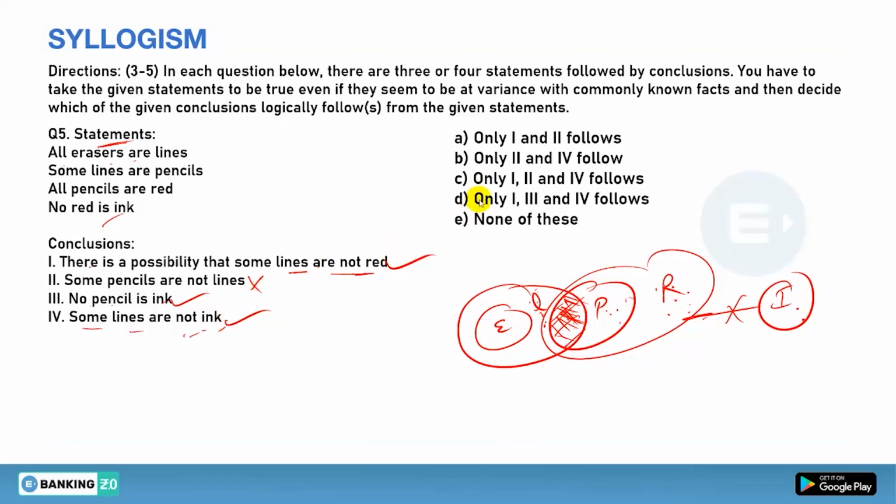So first, third and fourth follow, that is option number D. Clear or not? Done? Clear?